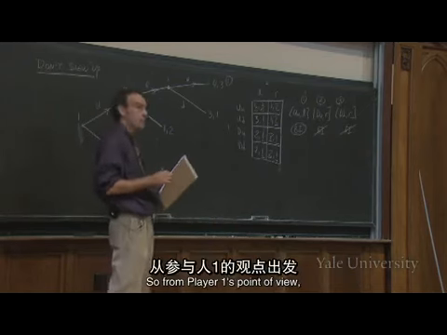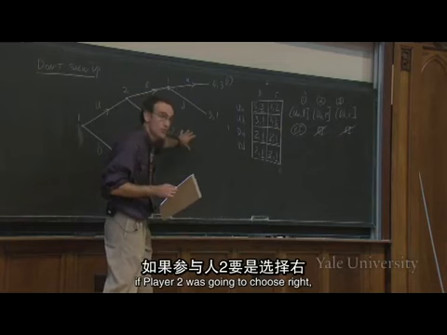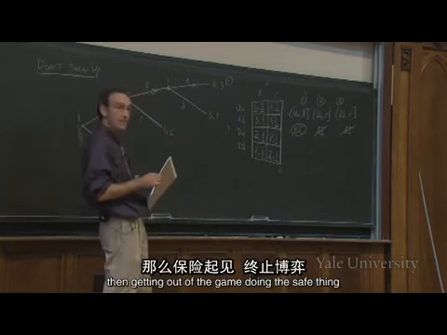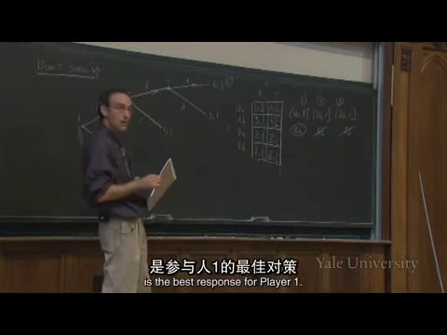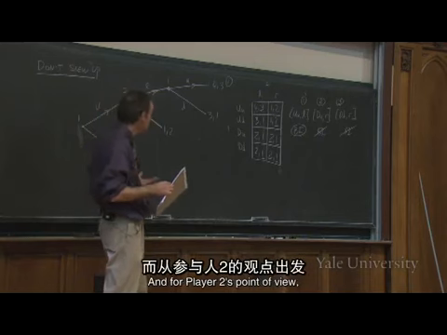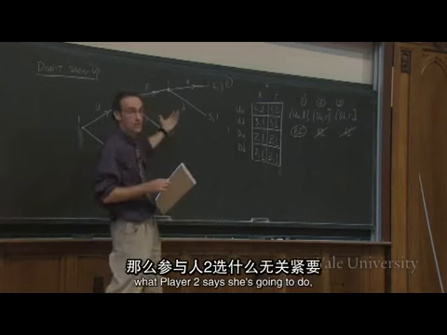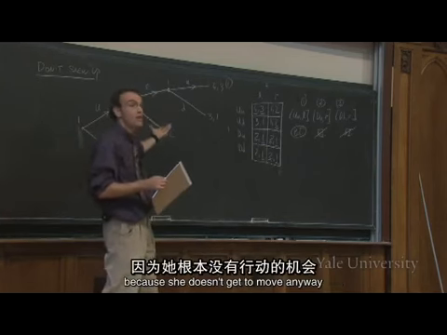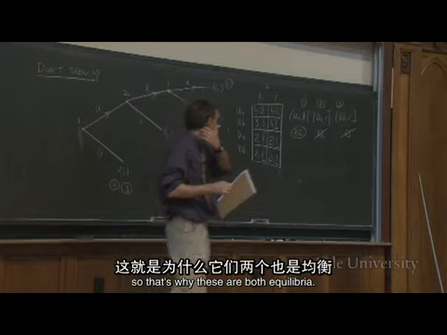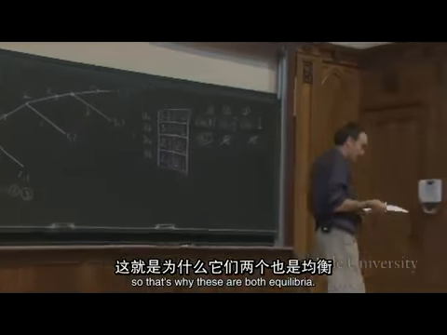Right, so from player 1's point of view, if player 2 was going to choose right, then getting out of the game, doing the safe thing, is the best response for player 1. And from player 2's point of view, if player 1's exiting the game, it really doesn't matter what player 2 says she's going to do, right, because she doesn't get to move anyway. All right, so that's why these are both equilibria.